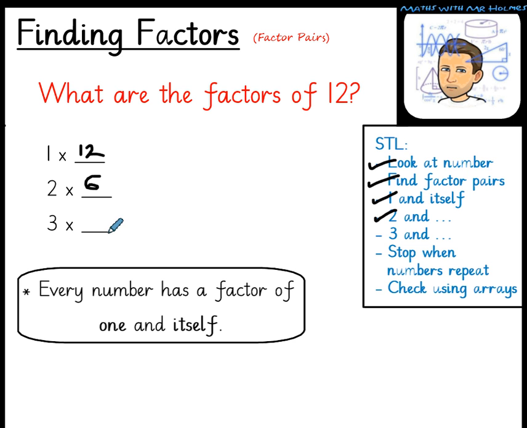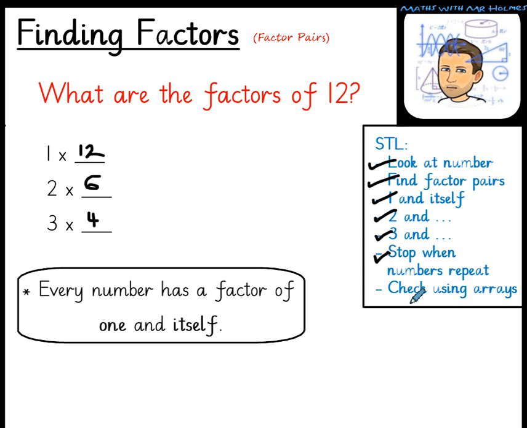Next, after 2, we'll go to 3. So 3 times 4 would equal 12. If you're not sure of your times tables, you could count up in that number. So 3, 6, 9, 12. 4 lots of 3. We'll then stop when the numbers repeat. So after 3, we'll go to 4 times... Oh, but wait, we've already done times by 4. So we're going to stop there.